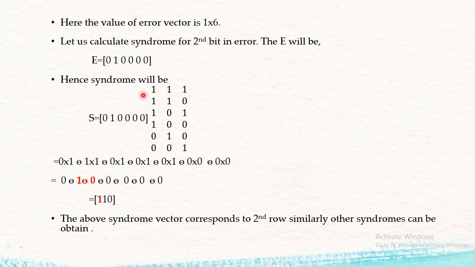So S is equal to E, that is this value, times H transpose. We take down their values and perform the multiplication. Here I will explain the multiplication in detail. We are performing matrix multiplication. So 0 into 1 is the first term, XOR with 1 into 1, XOR with 0 into 1, XOR with 1 into 0, XOR 0 into 0, XOR 0 into 0. In this way, 0 into anything comes out to be 0, therefore all the rest of the values are 0 except the value where 1 is multiplied by 1.